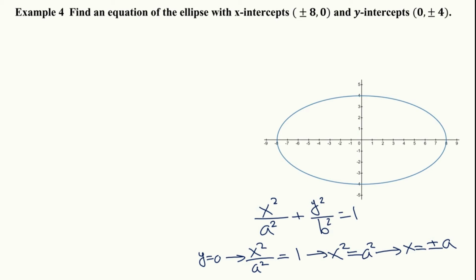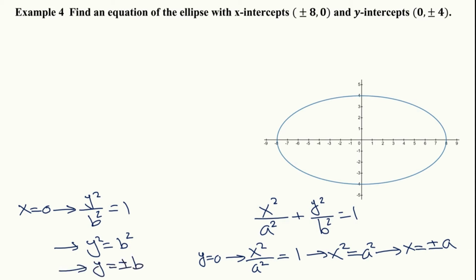Notice that the y-intercepts are easy to find as well, because at the y-intercepts, the x value is 0, right? At both of these y-intercepts. So if I let x be 0, that implies this fraction becomes 0. So I just get y squared over b squared equals 1, which implies y squared equals b squared, which of course implies y equals plus or minus b.